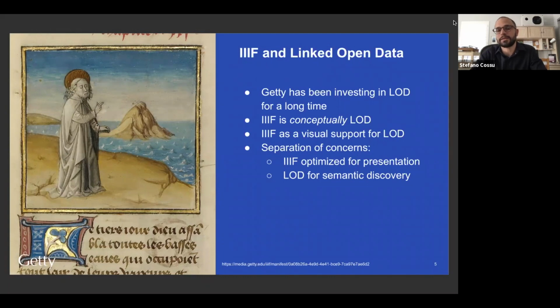I couldn't say it is technically 100% linked open data because it doesn't share the semantic language. IIIF manifests are meant to be read by humans mostly. They don't contain dereferenceable permanent URLs for most of them. But IIIF can be a visual support for linked open data. In this way, you have a very clear separation of concerns. You can use IIIF, which is optimized for presentation, and linked open data for semantic discovery, working alongside each other.